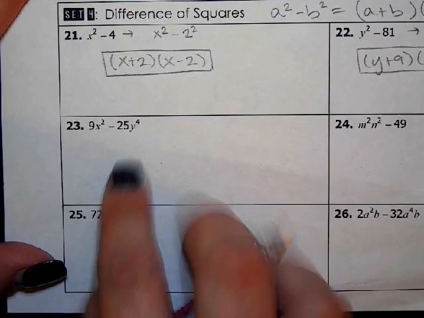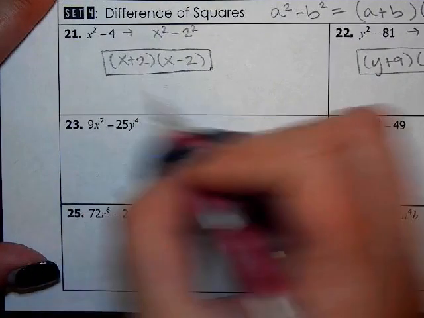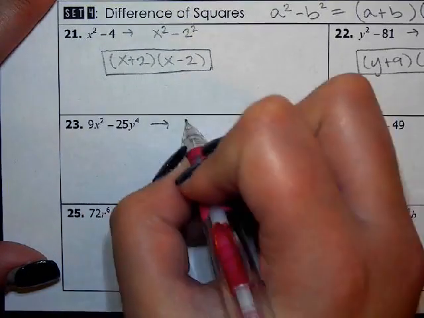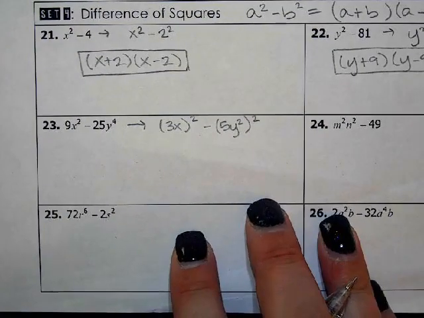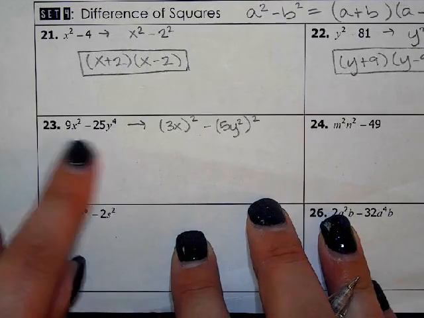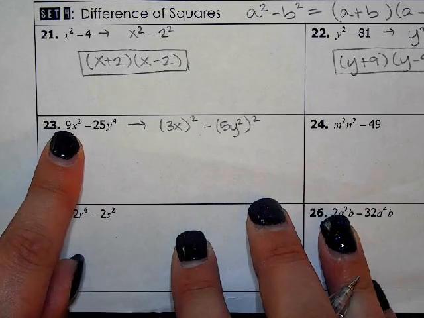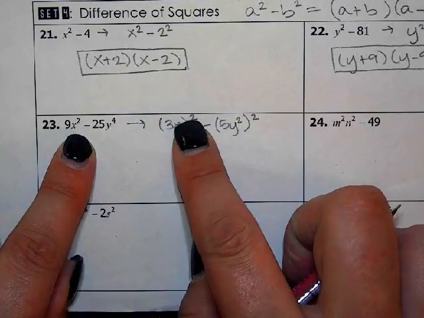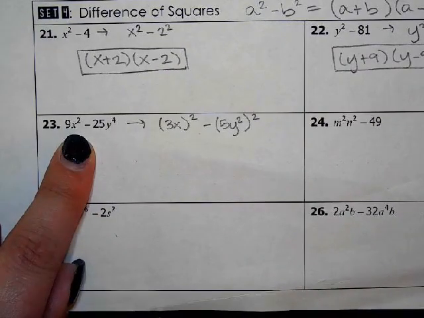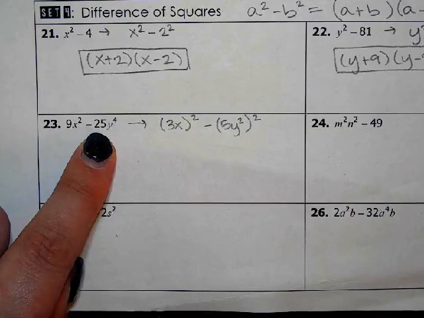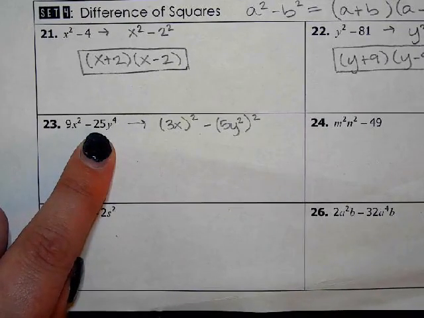9x squared, if we rewrite it, make sure you get your parentheses. This would be 3x squared minus 5y squared squared. Because it's y to the fourth. See that y to the fourth? So 9 is 3 squared. X squared is an x squared. So if we have two things happening, this would be a 3 and an x being squared. So it's 3x squared. 25 is a 5 squared. Y to the fourth is a y squared that is being squared. So if we put those things together, that's a 5y squared being squared. It's a lot of squareds. Okay. But do we see how I kind of broke it down? Does it make sense now that you look at it again?